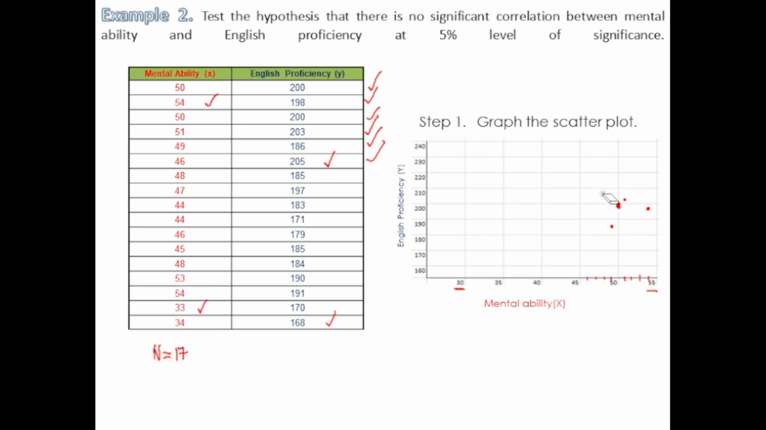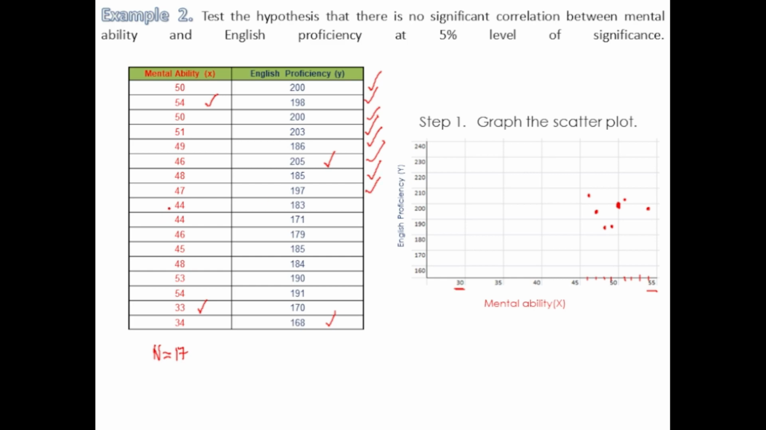46. Okay. 46 tapos 205, nandito. Next, 48 tapos 185. 48 tapos 185. Okay, nandito. Next, 47 tapos 194. 47, 194 nandito.